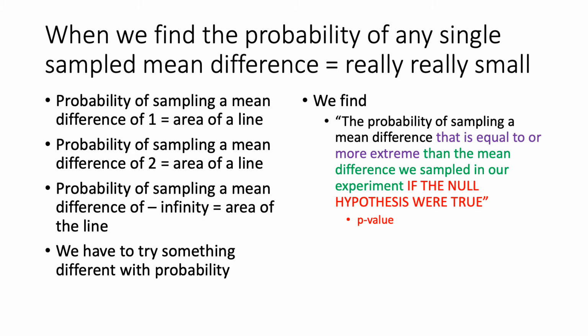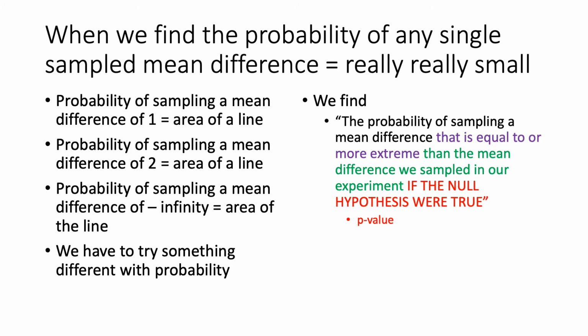So if you look in the next column, you'll see that the p-value is the probability of sampling a mean difference that is equal to or more extreme than the mean difference we sampled in our experiment if the null hypothesis were true. So there's a few things. We're sampling a mean difference from our experiment. We're assuming the null hypothesis were true. We're figuring out the probability of sampling a mean difference that is equal to or more extreme than the mean difference we sampled in our experiment if the null hypothesis were true. So we're going to have to use our random sampling distribution of mean differences when the null is true to solve this problem.